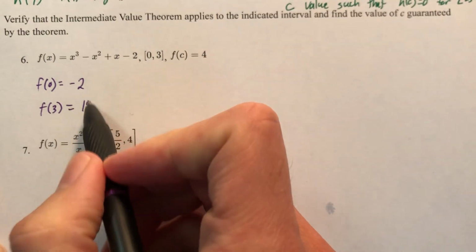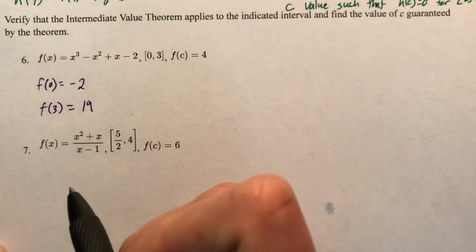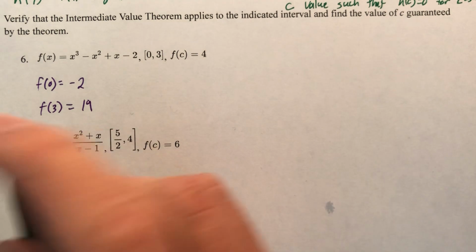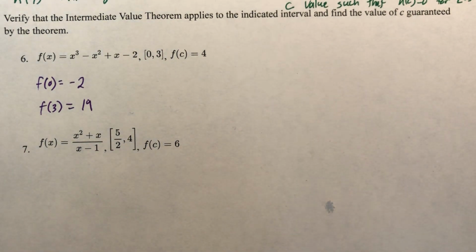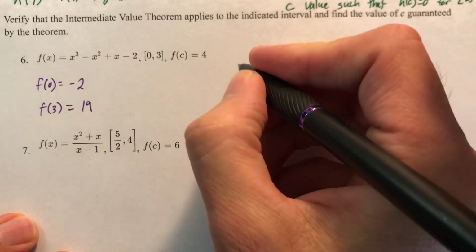So 4 is going to be between -2 and 19. So therefore, we have betweenness. We have met the two conditions, and we have a spot on the paper that you can't unsee. And so we are going to write it down.